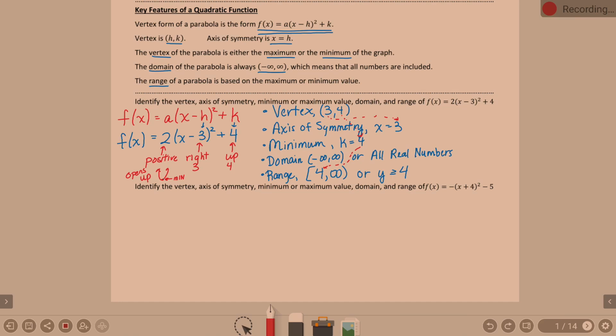Same deal. 5 parts. Vertex, axis of symmetry, max, min, domain, and range. So I'm going to do similar to what I did last time. I'm setting it up. F of x equals a times x minus h squared plus k. Our given equation this time is f of x equals negative of x plus 4 squared minus 5.